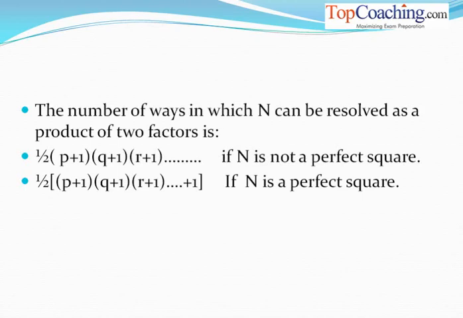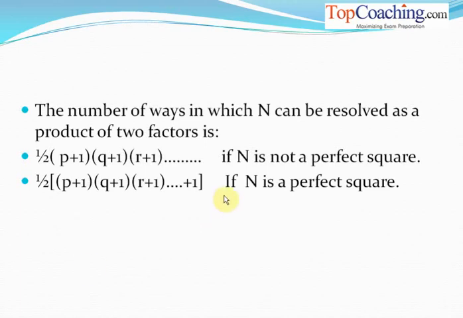So thus we can say that any number n can be resolved as a product of two factors in 1 by 2 into (p plus 1) into (q plus 1) into (r plus 1) and so on if n is not a perfect square, and 1 by 2 into ((p plus 1) into (q plus 1) into (r plus 1) and so on plus 1) if n is a perfect square. Here plus 1 is inside the bracket.